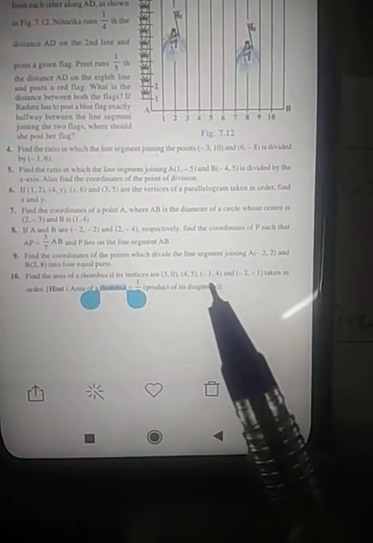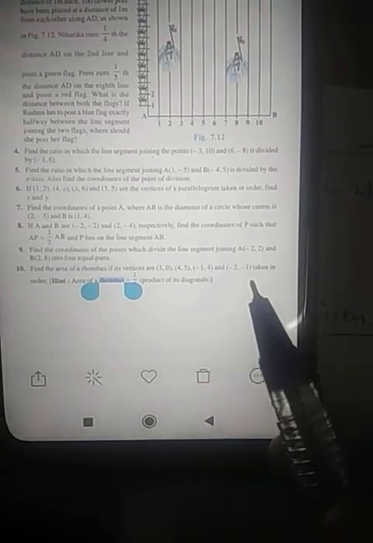That means to get the area of the rhombus with the given vertices, we need to find the length of the diagonals first. Two diagonals we have to find. After that we have to make use of the formula. What are the vertices? (3, 0), (4, 5), (-1, 4), (-2, -1). I am visualizing the figure for that. Question number 10.